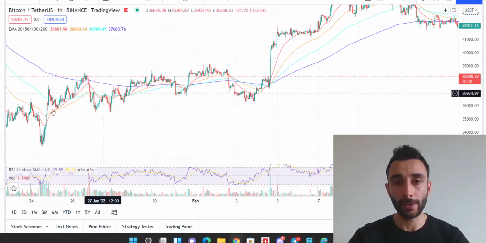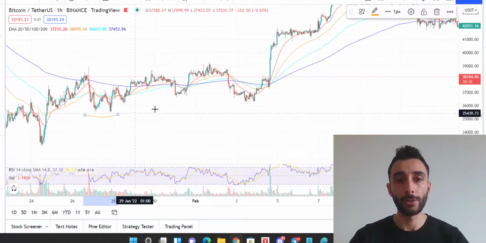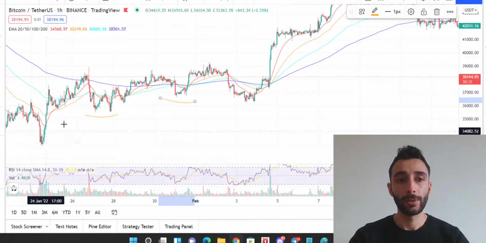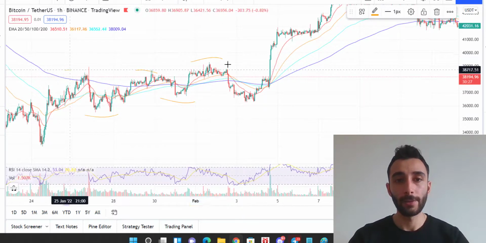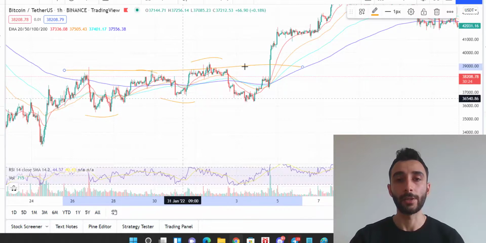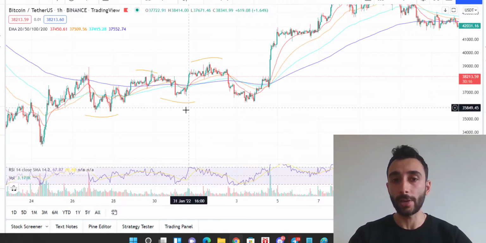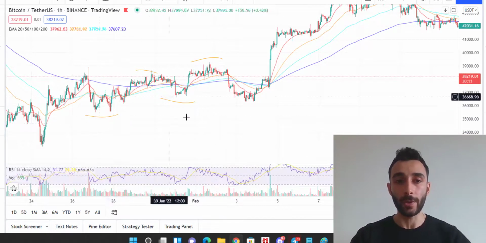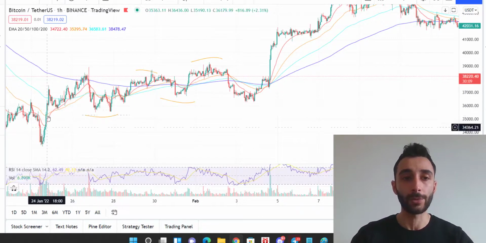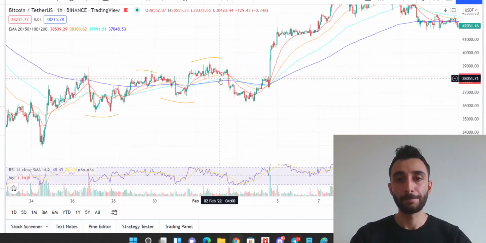How do we identify this? Let me just mark this up for you. Higher lows, higher highs, and we have a potential resistance right here. Now, how we identify this resistance is by looking at the chart and seeing whether we are making higher lows and higher highs. That means we are going in an uptrend, or are we going in a downtrend? In this case, we are going in an uptrend, because we're making higher low, higher high.